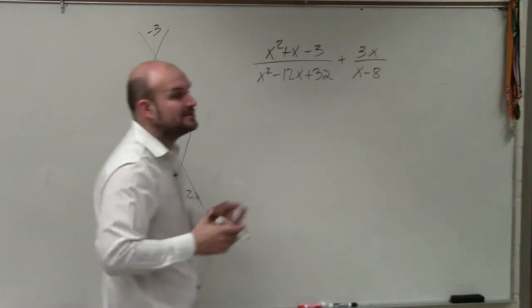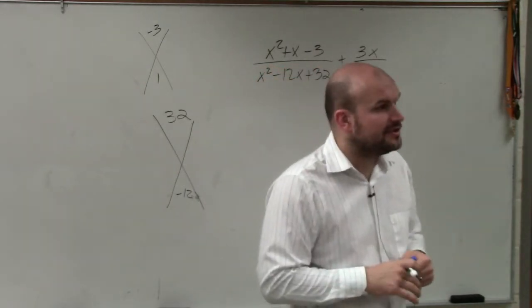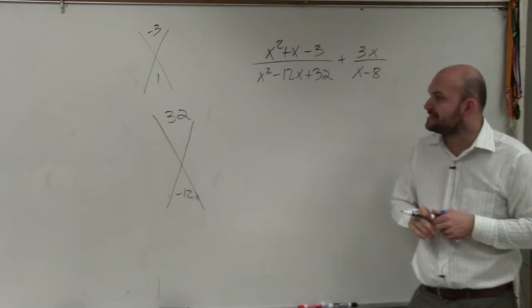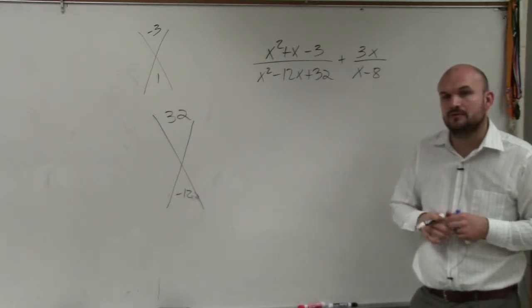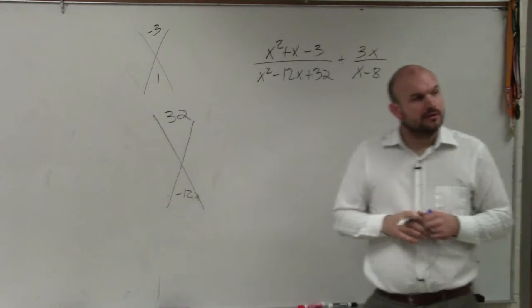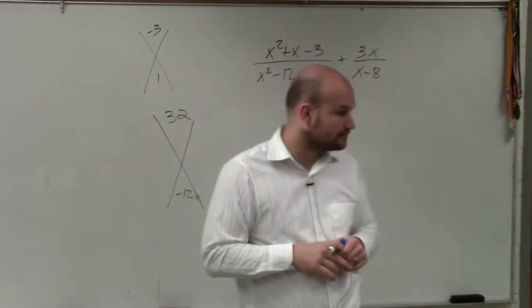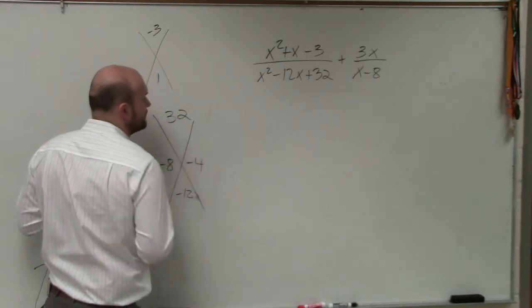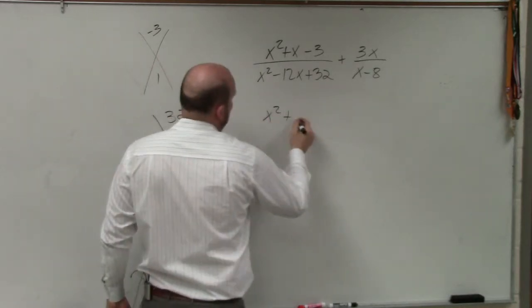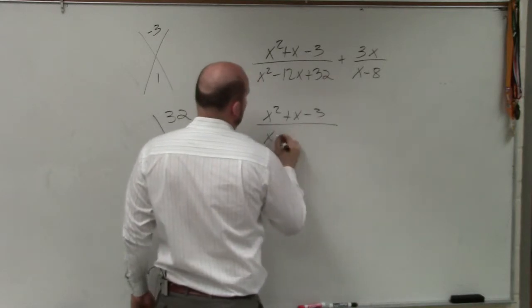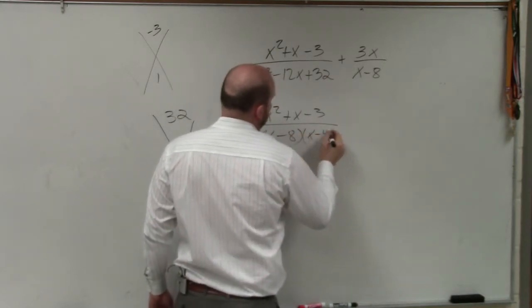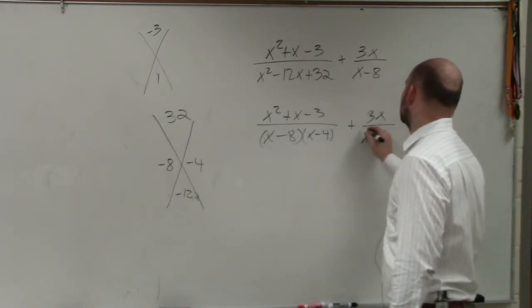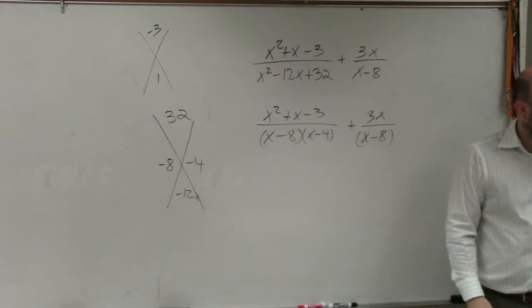So now I want to determine, is there any two numbers that multiply to give me +32, but then add to give me a -12? -8 and -4. So I rewrite this as x squared plus x minus 3 over x minus 8 times x minus 4 plus 3x over x minus 8. Does everybody see what I did?